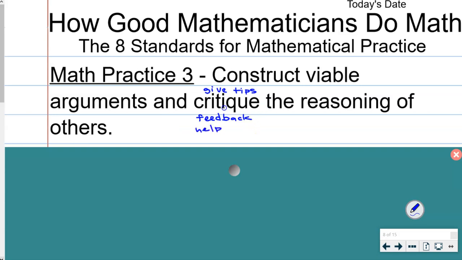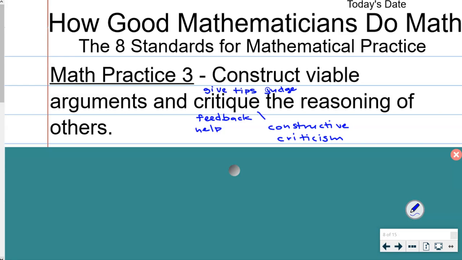I would also like to point out that critique, do you hear the word criticism in that word? See, because critique is constructive criticism. Whenever we critique, we want to make sure that we are being kind and positive and helpful about it. Constructive criticism. I also would like to add the word judge. We're judging others' thoughts. We're judging others' work. So give tips, judge, look for feedback, help them, constructive criticism. All of those are words that help us understand the word critique better.